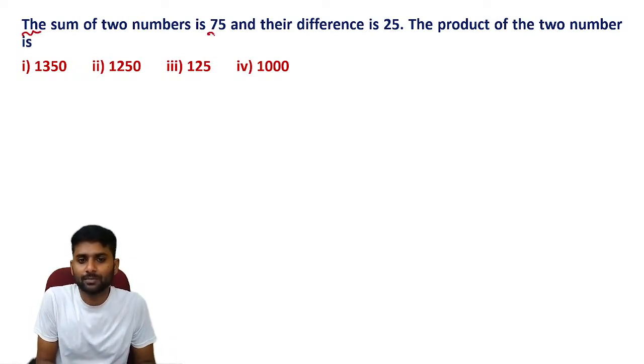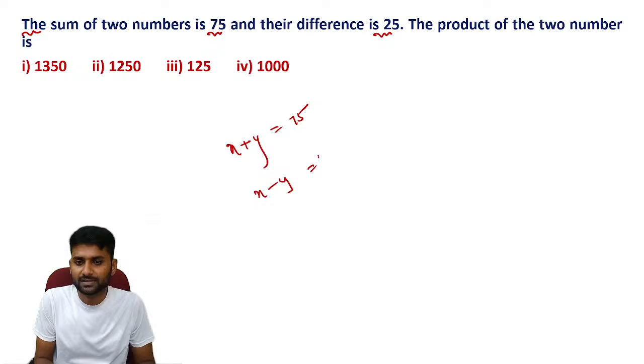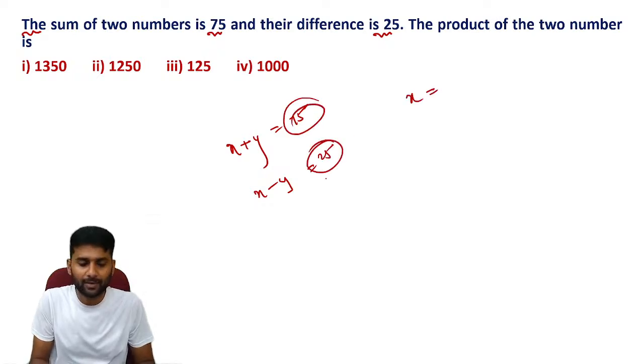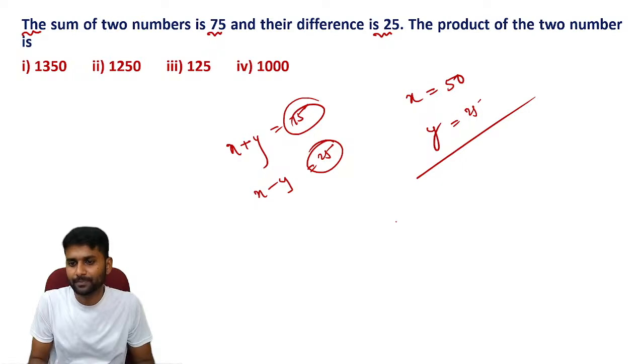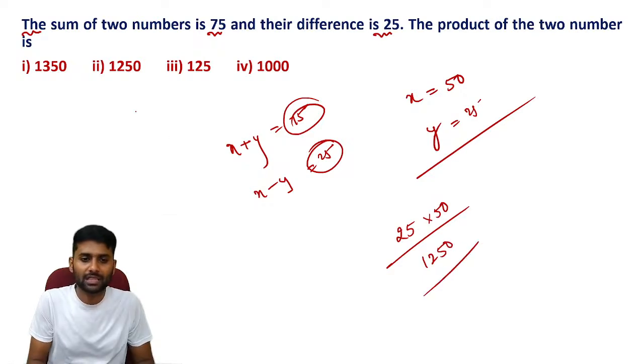The sum of two numbers is 75 and the difference is 25. Find the product of the two numbers. Now see, the sum is equal to 75 and the difference is 25. Definitely one number is 75 plus 25 divided by 2. It's all about 50. So definitely the other value should be 25. Here the question: what about the product? If 25 is multiplied with 50, it becomes 1250.